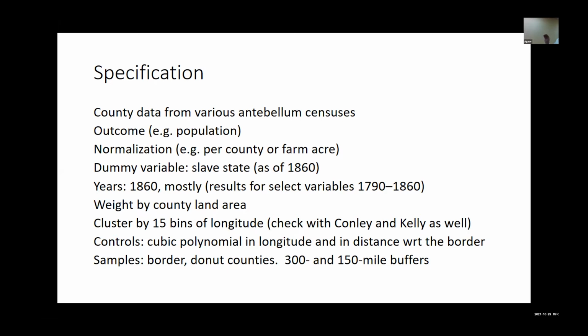The specifications will include cubics for longitude as well as the running variable, distance from the border, and then we'll have different samples. Exactly on the border, a donut one county away from the border, things within 150 miles, and then things within 300 miles. So we'll be doing that sort of thing.